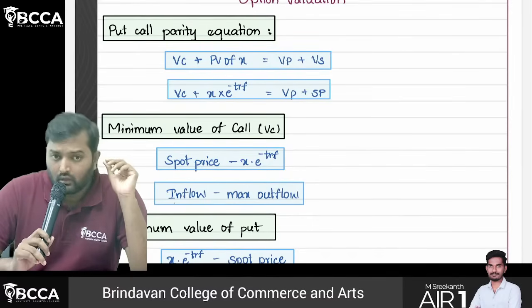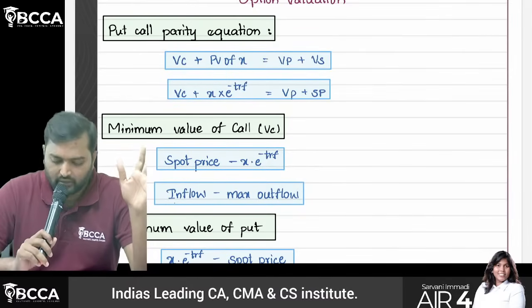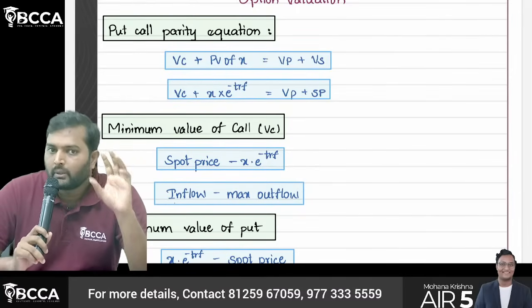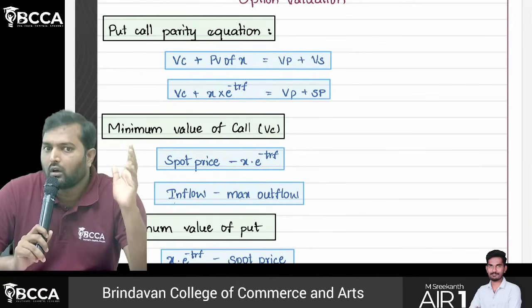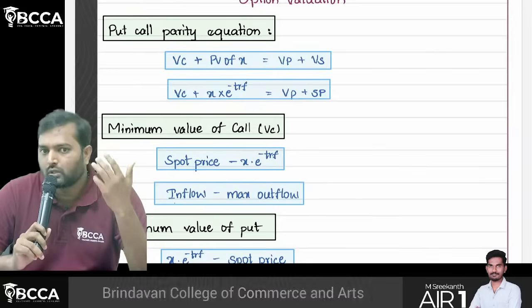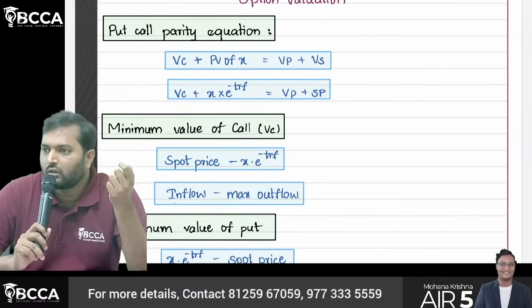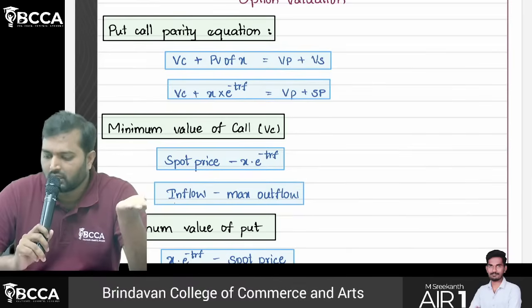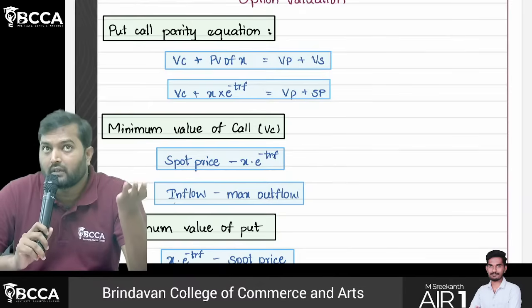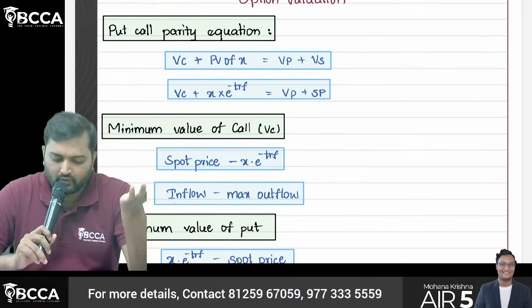So value of a call plus present value of X is equal to value of a put plus value of a share. To remember this formula, simple logic: value of a call means right to buy. In future we are going to buy the share, right? For that we need money. So deposit present value of X. So that's why on left hand side, value of a call plus present value of X. How do we get present value of X? X into e power minus TRF.